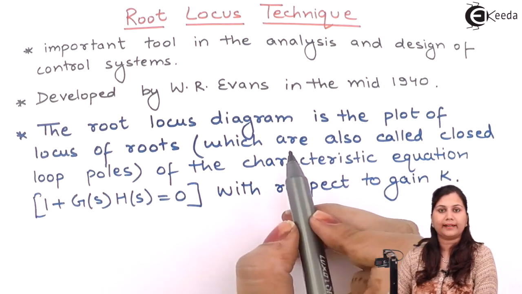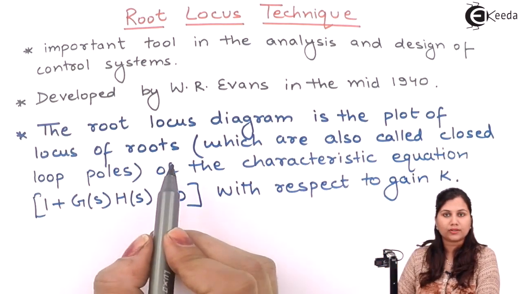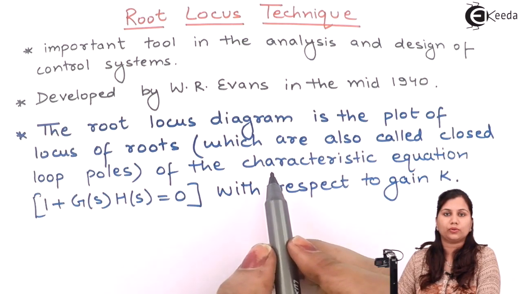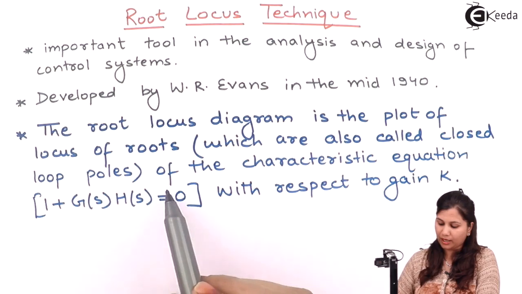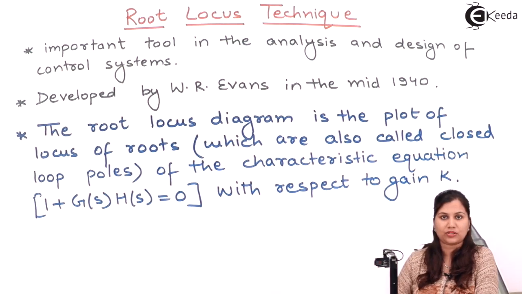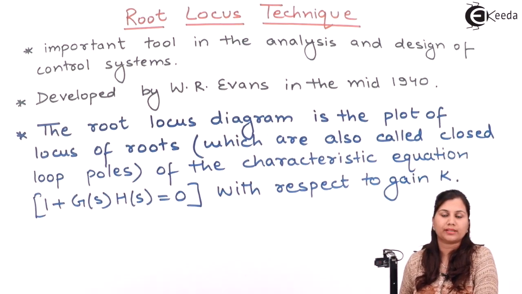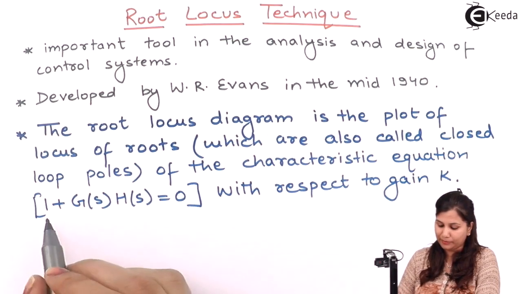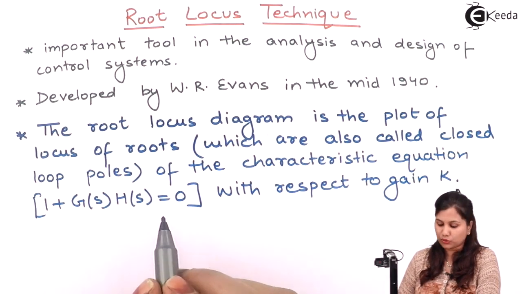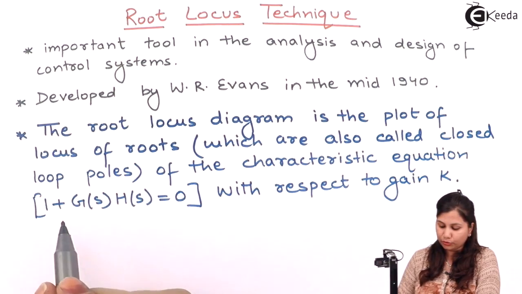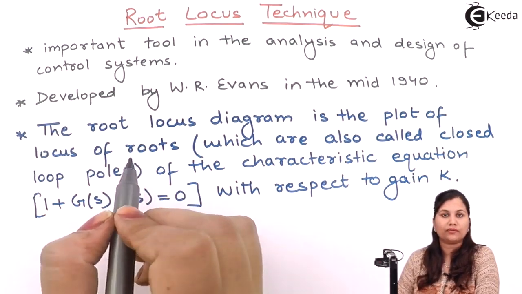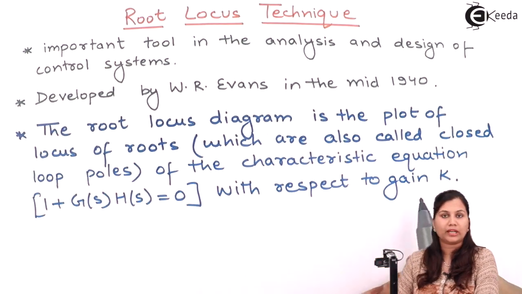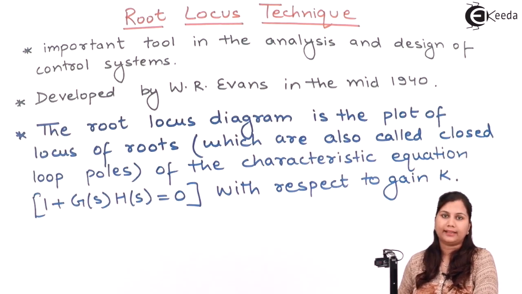So root locus diagram, it is the plot of locus of roots, and roots are also known as the closed loop poles of the system, and these roots are the roots of the characteristic equation. Characteristic equation of a control system, we know that it is given by 1 plus GSHS equals to 0. So when we calculate the roots of this characteristic equation and then plot the locus of these roots with respect to gain k, then that plot is known as the root locus diagram.